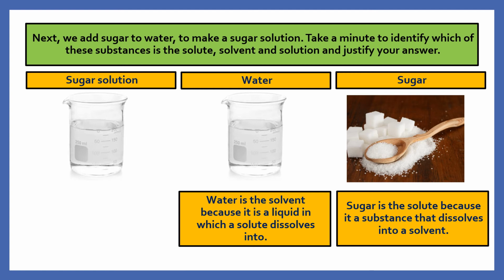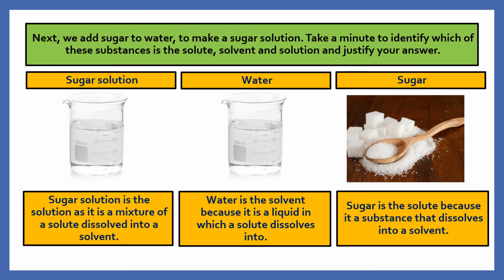So I guess we can probably assume which one the solution is, but let's have a look. A solution is a mixture of a solute and a solvent. In the question, we've got our solute, which is the sugar. It's a solid thing that's going to dissolve into our solvent, which is the water. So when we add them together, we are going to make a solution, which is our sugar solution.